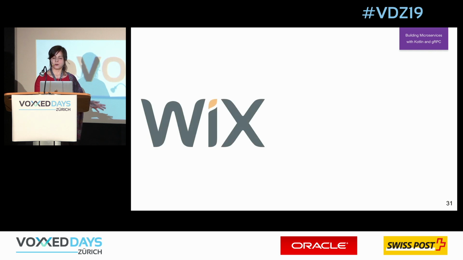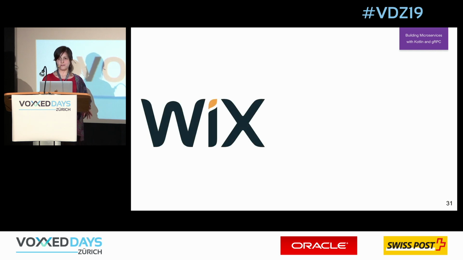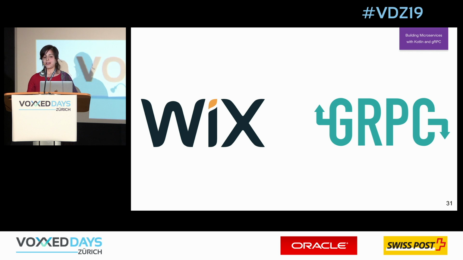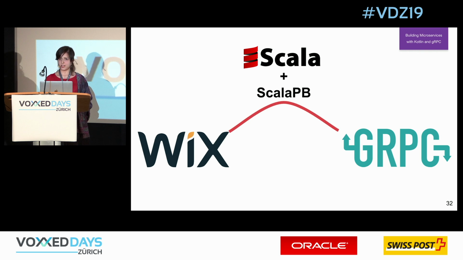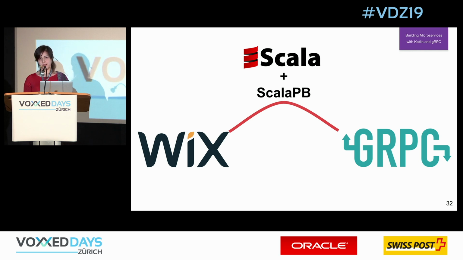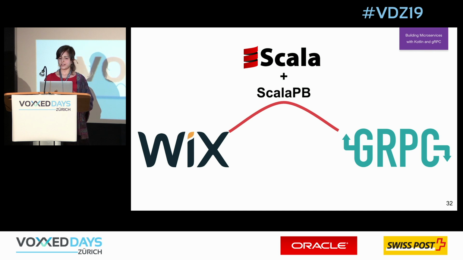So at Wix, we found out about gRPC, we tried it, and actually it works for us, and we like this approach, and we are happy with it. But at Wix, we are using gRPC with Scala. We have a lot of Scala, and as Scala is not supported by default, there is a library called ScalaPB, and we are using it, and we built a lot of stuff on top of ScalaPB, and made gRPC more user-friendly to our programmers.